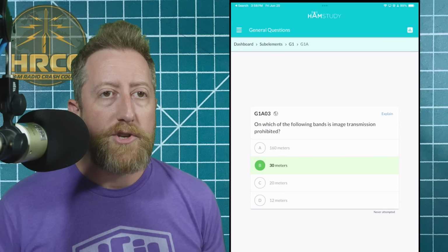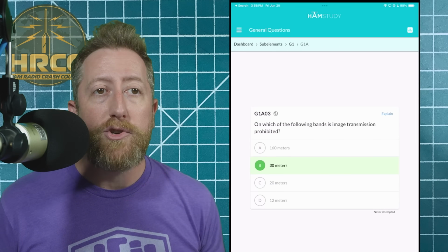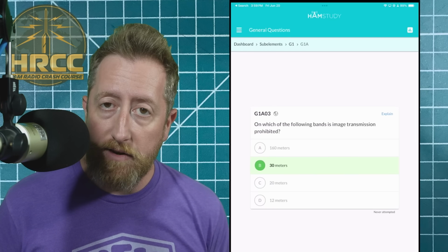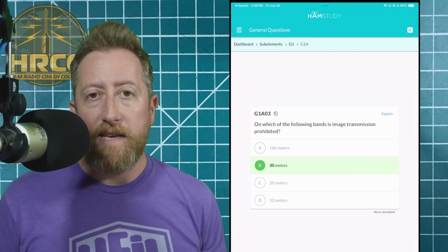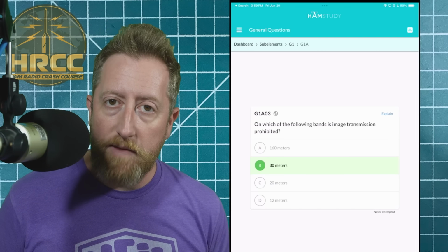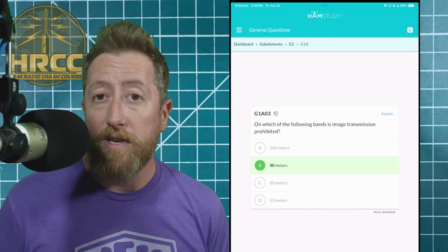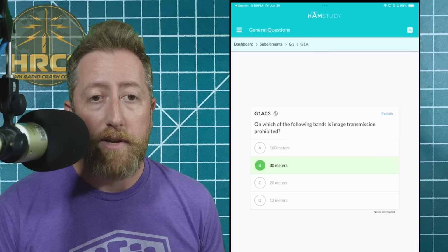Question 3. On which of the following bands is image transmission prohibited? That is 30 meters as well. The reason for that is image transmission is generally done over single sideband. That is a voice mode of operation. Image translation is SSTV, so it is prohibited on 30 meters.